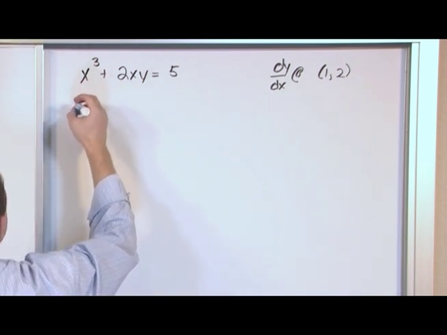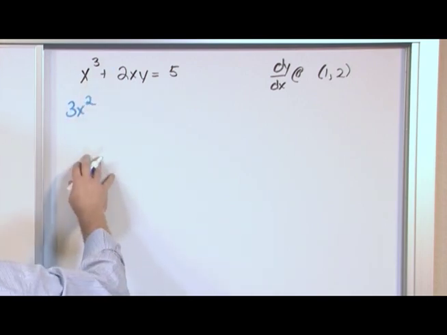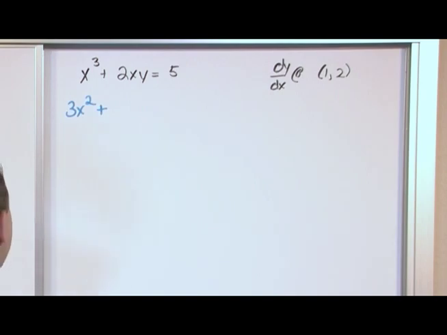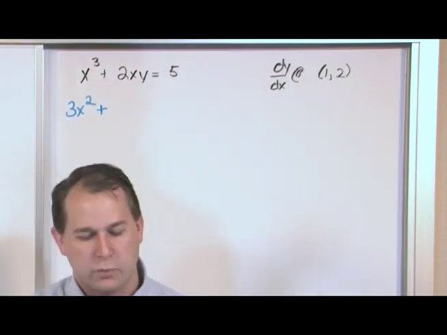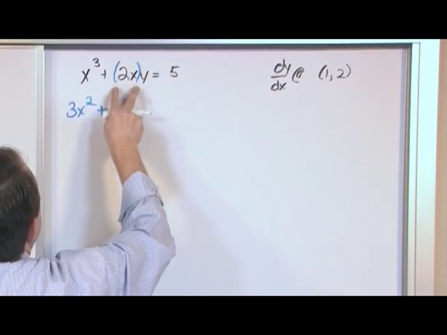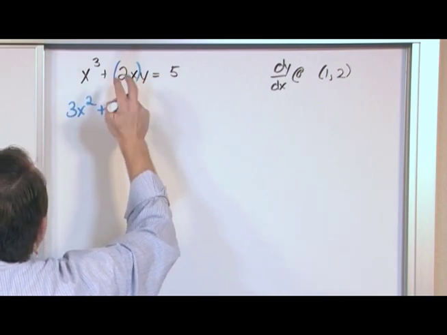This guy is just x cubed, so the derivative of that's going to be 3x squared. This guy is going to be a little bit more involved because we have x times y. So we have two things multiplied together. We have to use the product rule. So this is function 1 and function 2. And so the way you would do it is first times the derivative of the second plus the second times the derivative of the first.